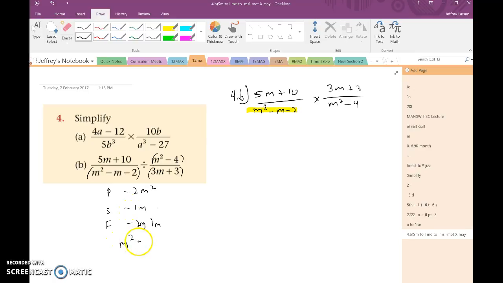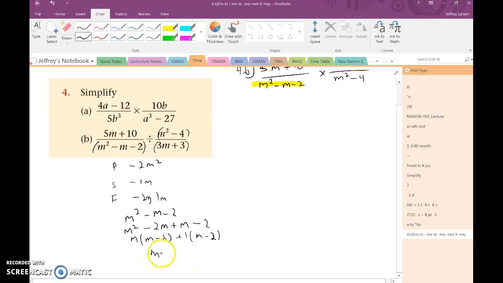So m squared minus m minus 2 is going to become m squared minus 2m plus m for the 1m, minus 2. So that would factor to m minus 2, plus, and then there's already an m minus 2 there, so I'm just factoring out 1, m minus 2. So that factors to m plus 1 times m minus 2.